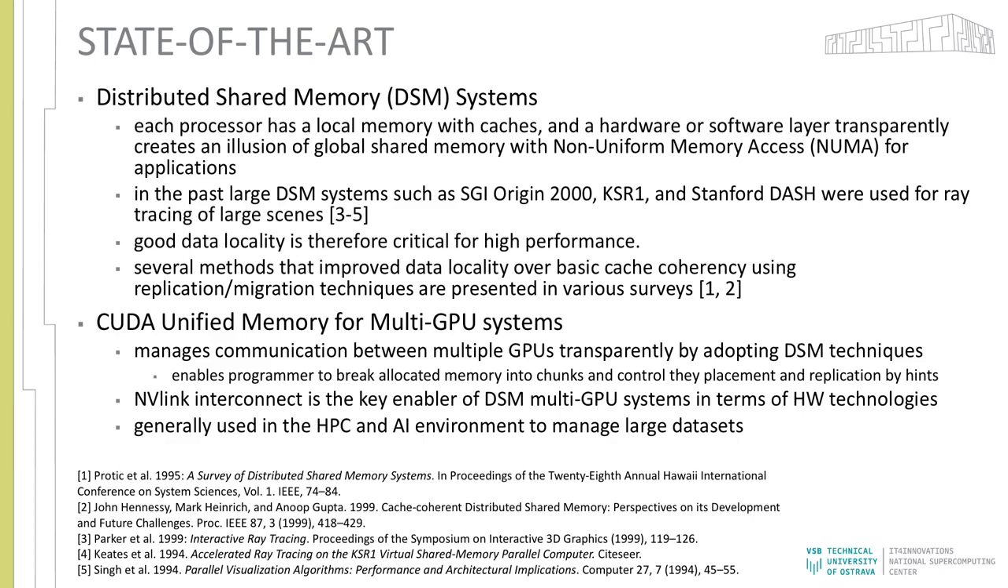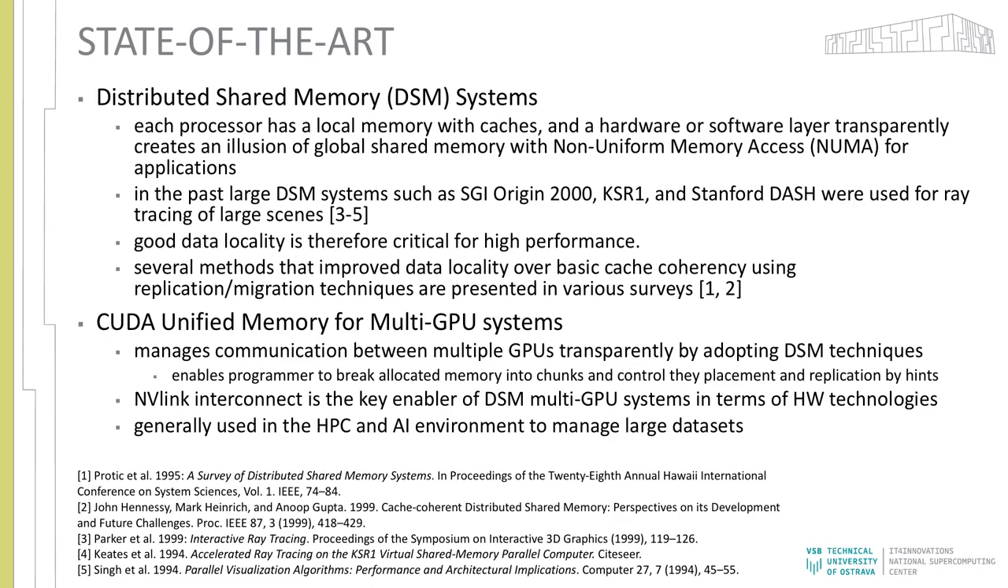CUDA Unified Memory behaves as a distributed shared memory system. In such multi-GPU system, each GPU has a local memory, and there is a hardware or software layer which transparently creates an illusion of global shared memory with non-uniform memory access. The problem from the performance point of view is that each GPU has a fast access to its local memory and slow one to the memories of the other GPUs. For such systems, the optimal performance when working with distributed data is achieved only when smart replication and migration techniques that improve data locality are used.